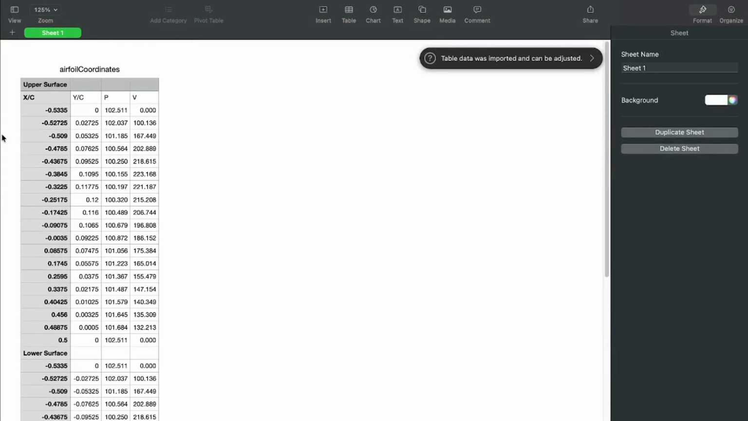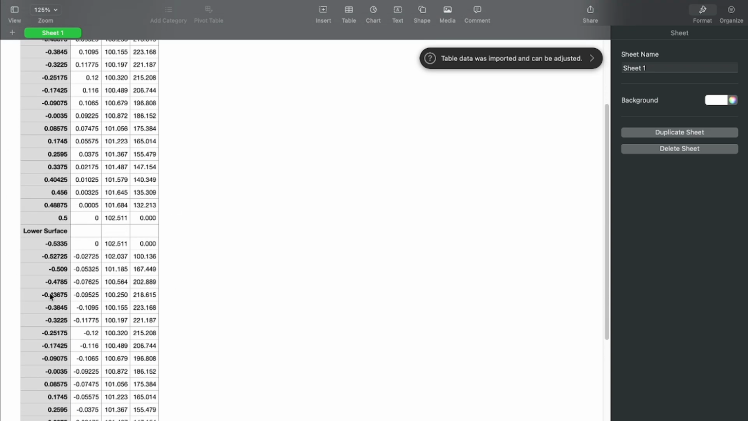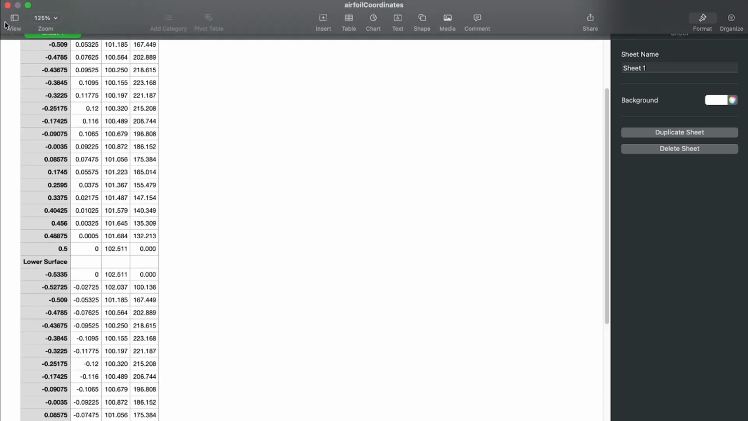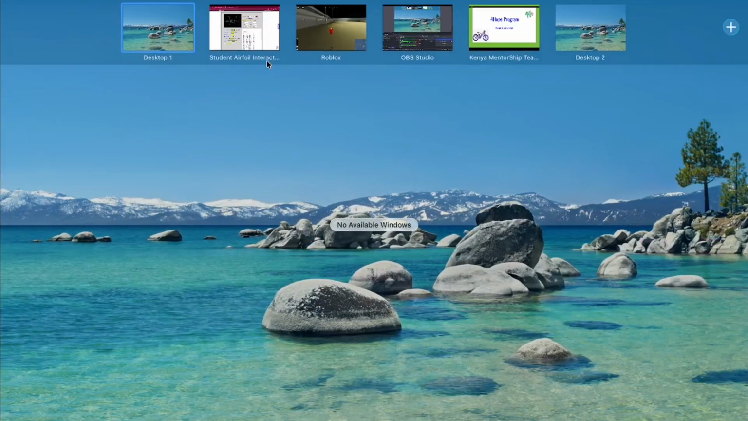So yeah, this is just a nice little table of data that I just exported. This is the airfoil coordinates. You can see upper surface, these ratios, you know, the P, this is the velocity, I believe, at certain coordinates of the surface that you're at. So yeah, this is really cool. I like it. It's very nice.